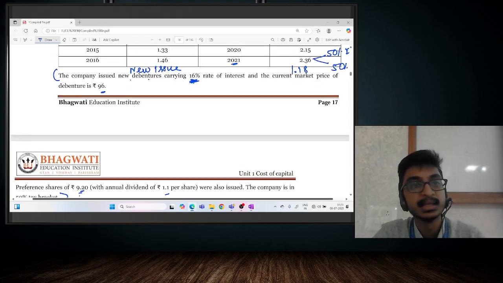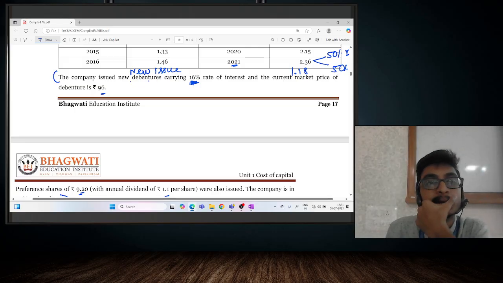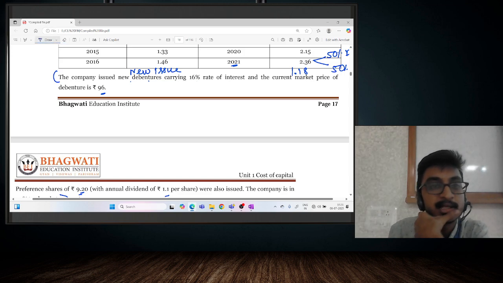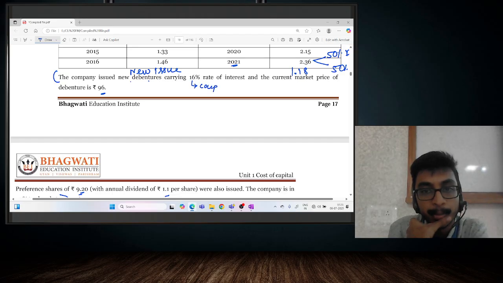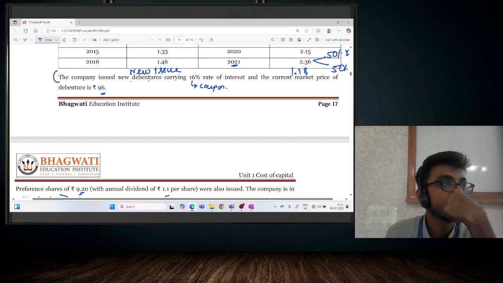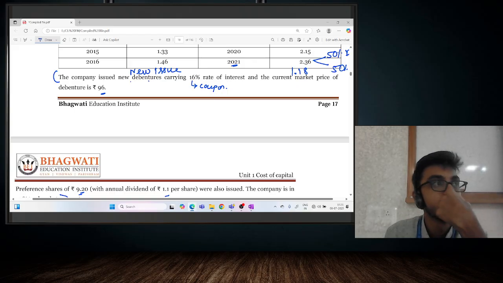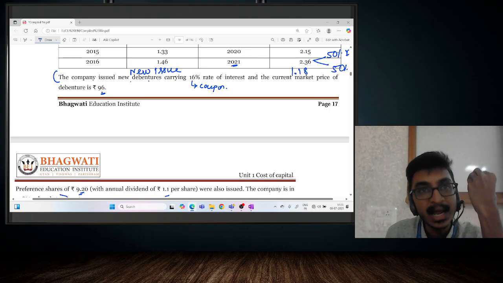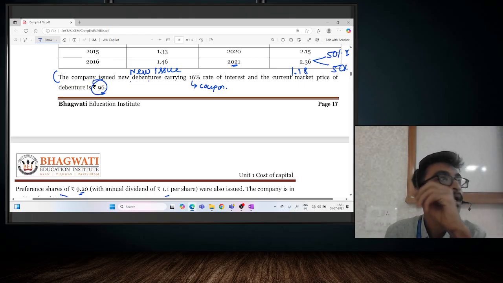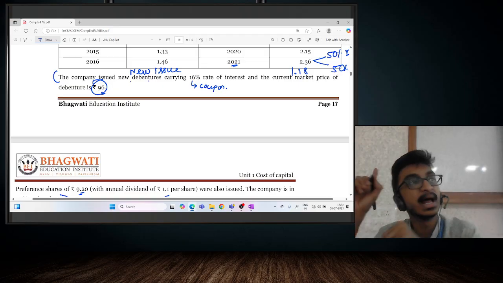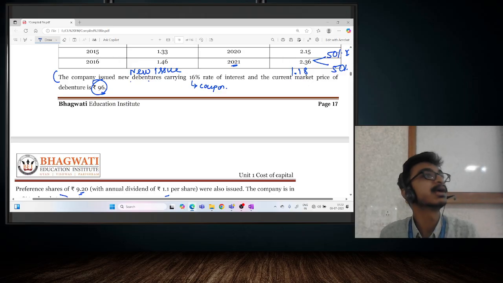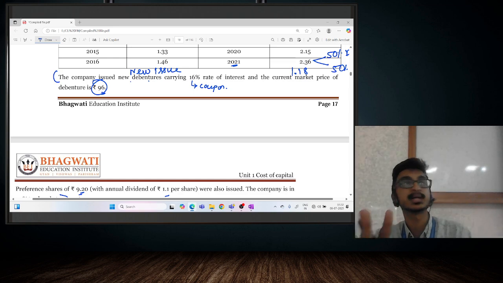Now listen, in this question, they have mentioned the company issued new debentures carrying 16% rate of interest. So the 16% is what? Coupon rate. But what is the face value of the debenture? Face value is 100. So you should take 16% of 100 or 16% of 96? Why? Because see, you should never calculate interest on market price. Interest should always be calculated on the face value. We already discussed in the first class itself, right? In this case, face value is not mentioned. If nothing is mentioned about face value, it is better to assume it as 100.